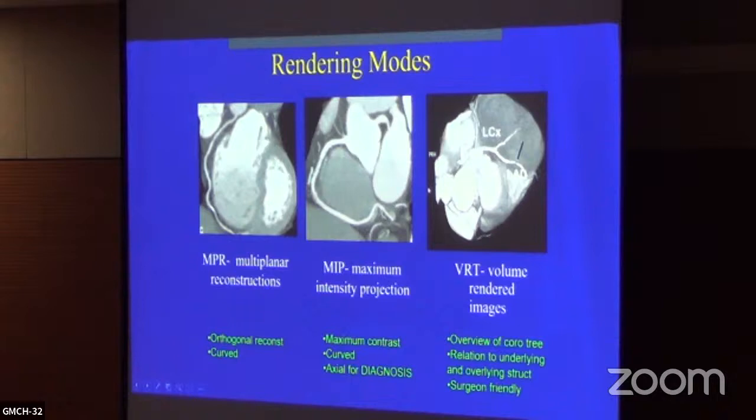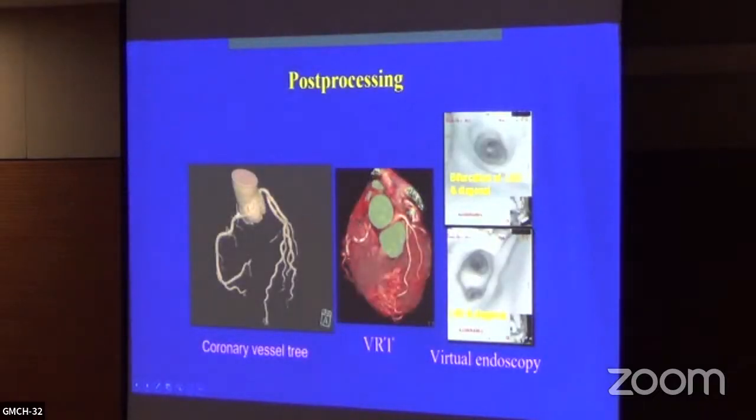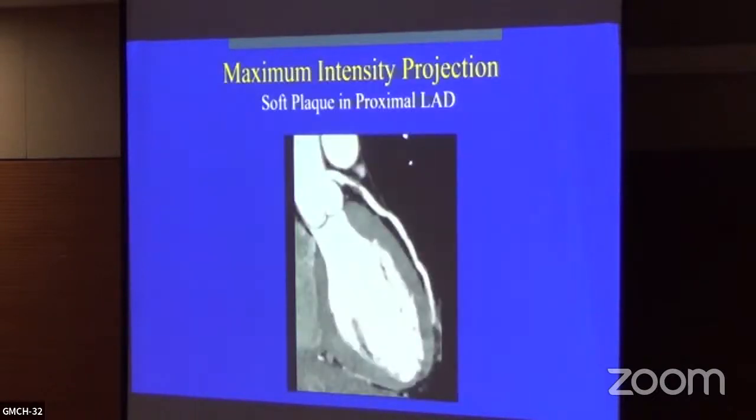But remember, always report on your MIPs. So thin MIPs are the way to go when you are reporting your images. You can have these fancy images, coronary vessel tree, VRT to hand over to your patients. You may want to do virtual endoscopy to look at the bifurcation, but these are few and rarely ever required. So MIPs are the way to go. So you do 1 mm or 2 mm MIPs and have a look.